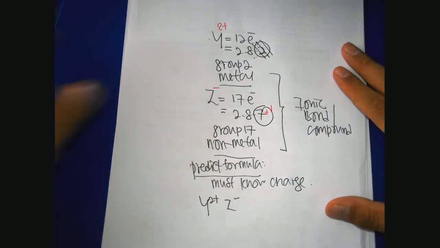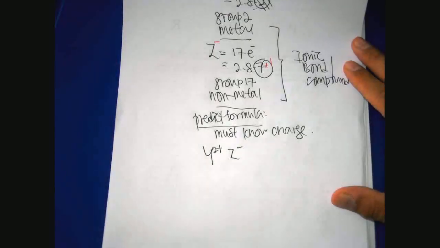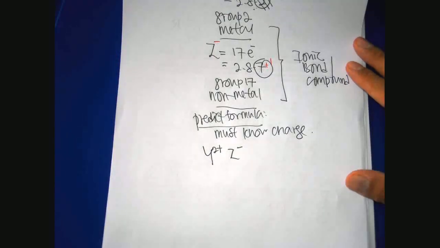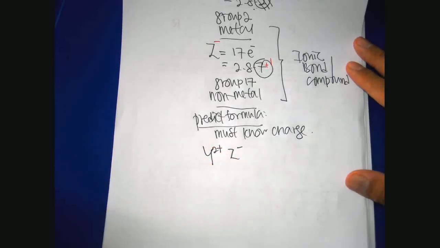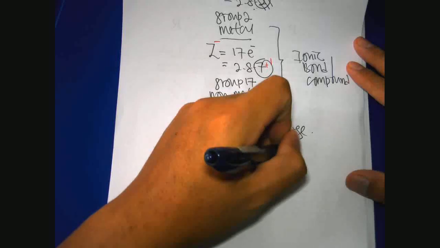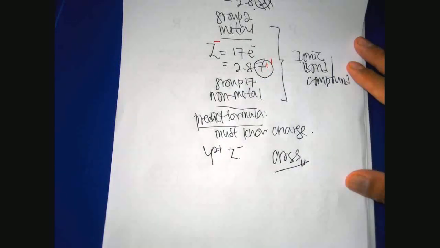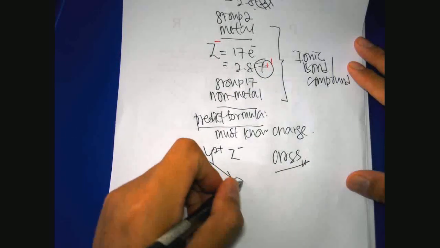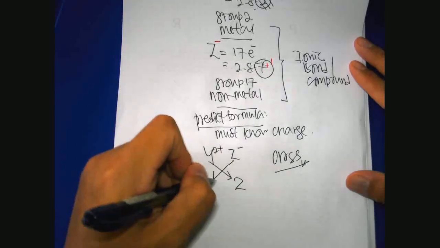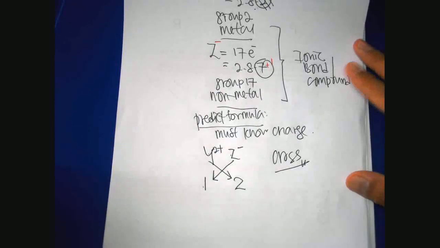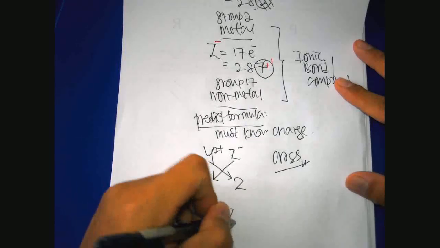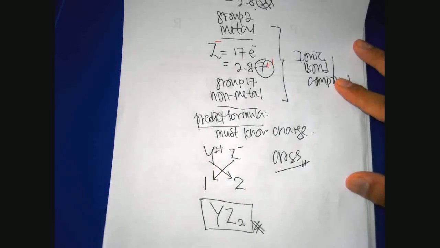Now refer back to what you learned in Form 4, Chapter 3. When we have 2 ions with opposite and different charges, we do the cross method. The 2 goes to the opposite side, the right-hand side, and the 1 goes to the left-hand side. So you have Y1 and Z2. The final formula is YZ2. So this is the formula.